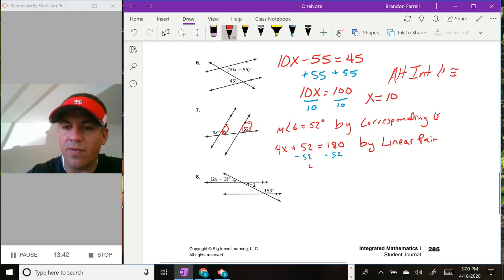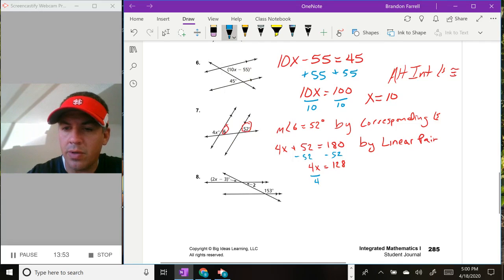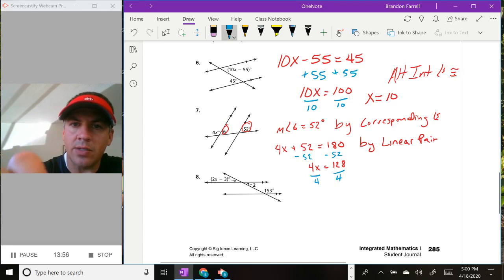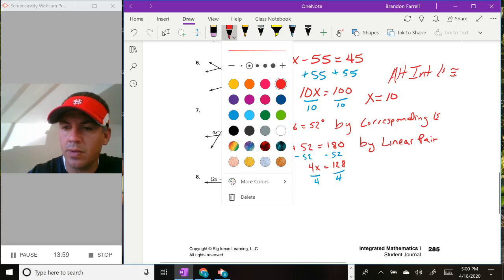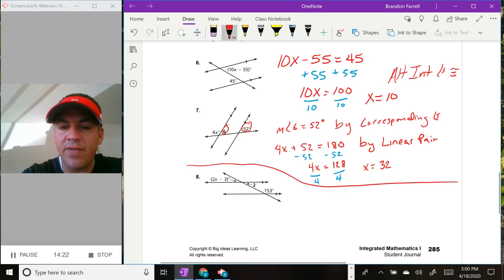We got 4x is equal to 128. Then we're going to divide by 4. And x will equal 32. All right. So again, you can put that back into the particular problem. X being equal to 32 will equal 128 degrees. 128 degrees plus 52 is going to be equal to 180. Okay. So now we're going to go through and finish up.